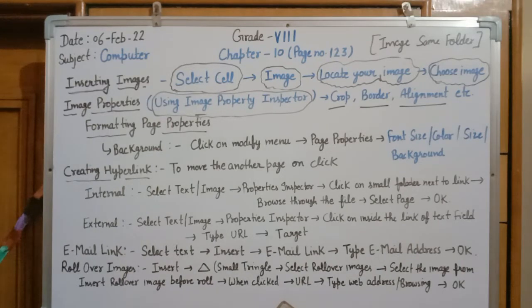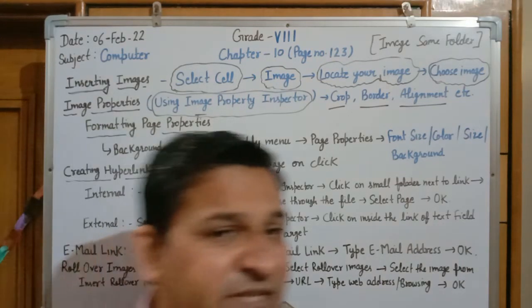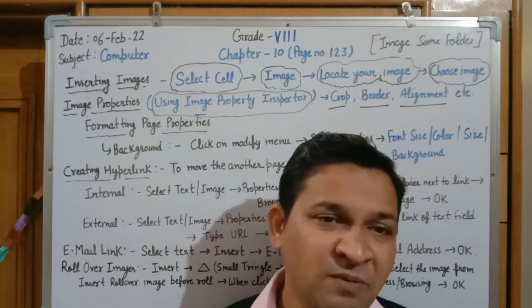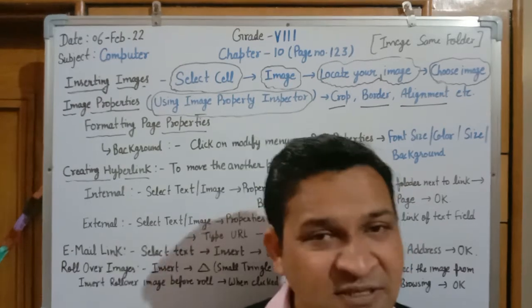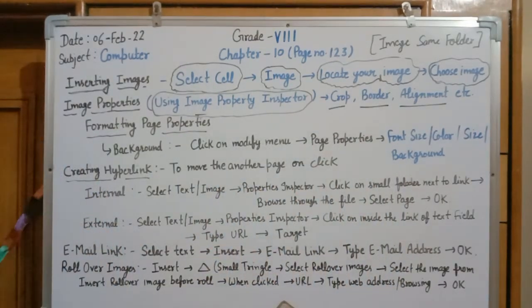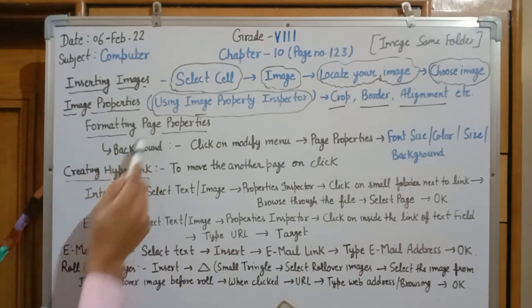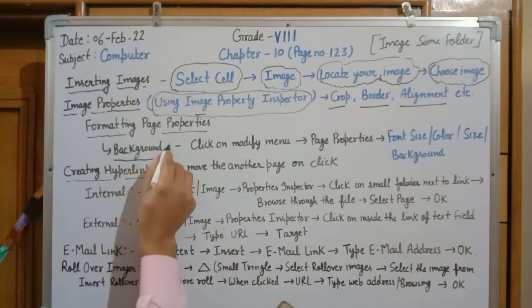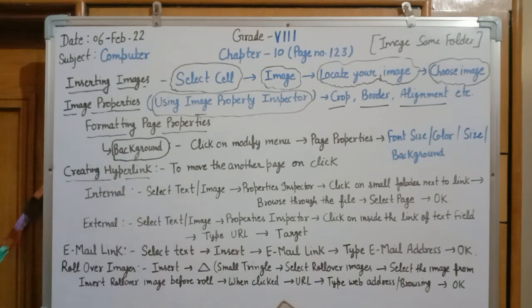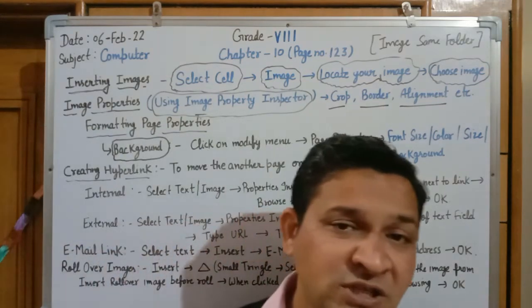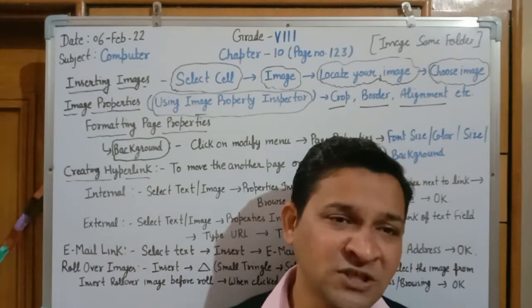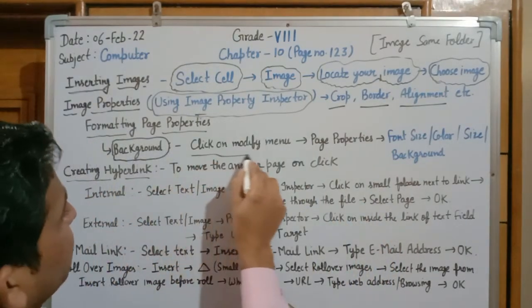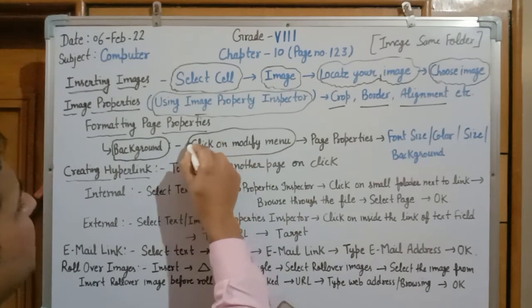Afterward, formatting the page properties. To change the properties of your web page, like background and text color, all such types of operations can be performed under page properties. So here we are formatting the property of the background. We are changing the background. To change the background, the font, the size, the font type, each option is present in the modify menu. So click on the modify menu.